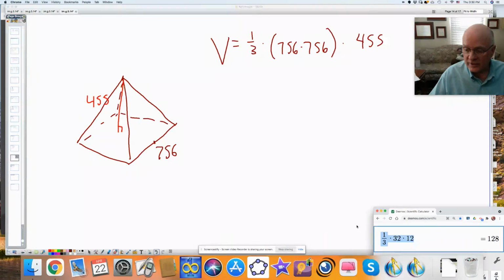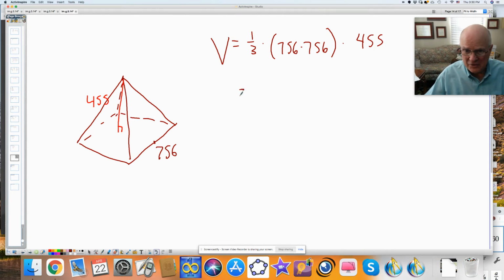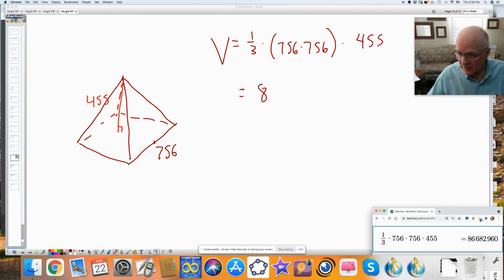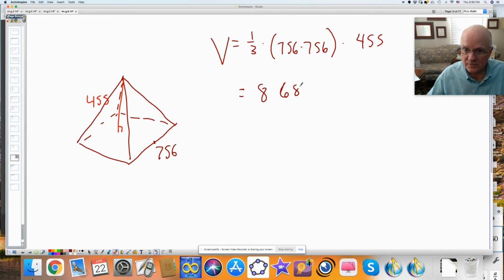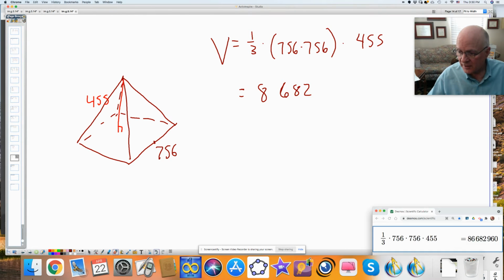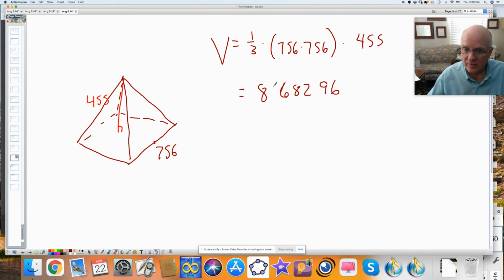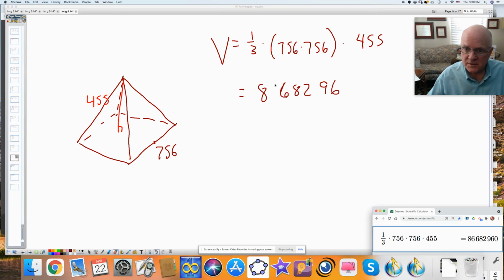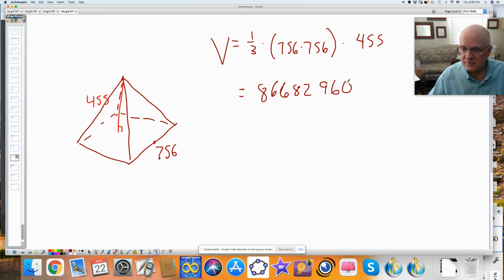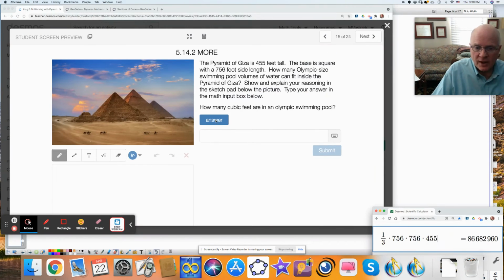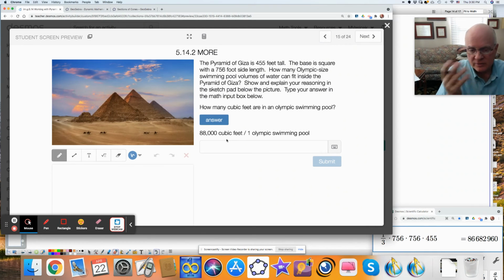If we multiply this all out, we have 1/3 times 756 times 756 times 455, and that gives me 86,682,960 cubic feet. I want to make sure I get it right here. And we want to know how many Olympic pools would fit inside. I need to know how many cubic feet are in an Olympic pool. There's 88,000. Okay, I can do this. So I divide this by 88,000, and I think the answer is like 197 or something like that.